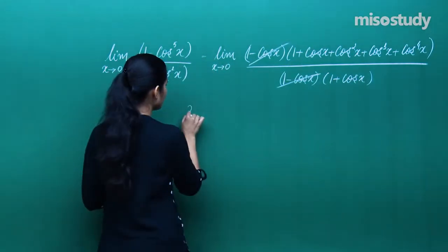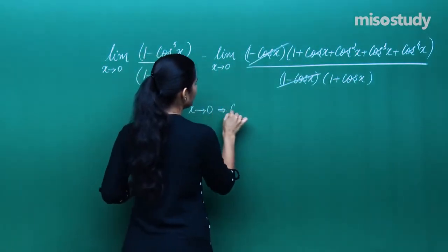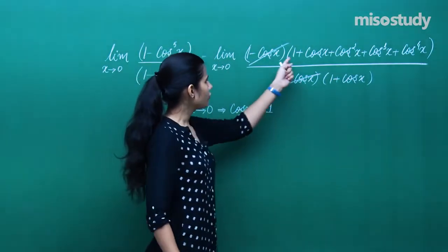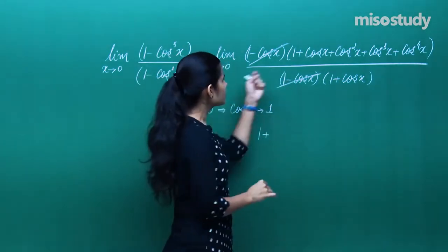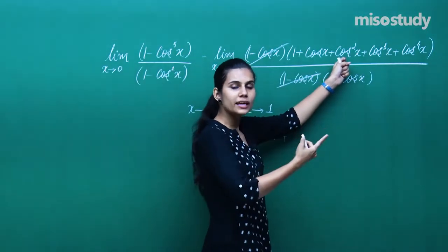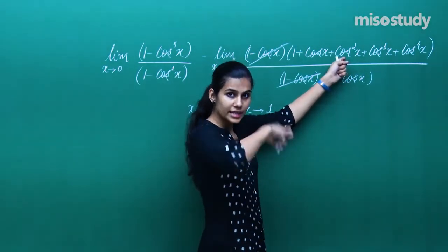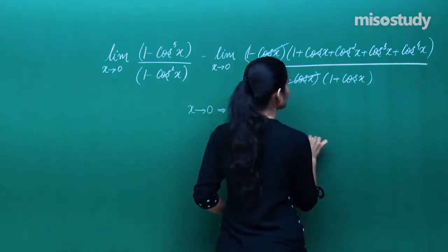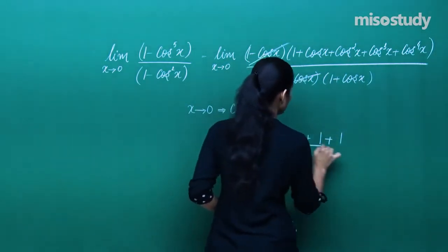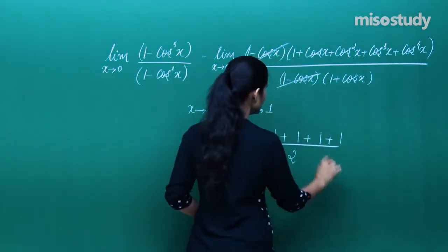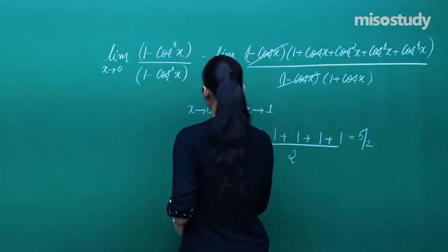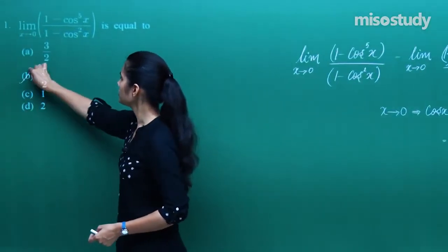As x approaches 0, we have cos x approaches 1. So limit x tends to 0 of 1 is 1. Limit x tends to 0 of cos x is 1. Limit x tends to 0 of cos x whole square is limit x tends to 0 of cos x then whole square, which is 1 square, which is 1. This is 1 cube, which is 1. This is 1 to the power 4, which is 1. Whole upon 1 plus 1, that is 2. So you basically get 5 by 2 as your very limit.